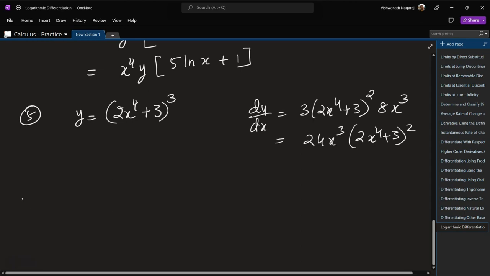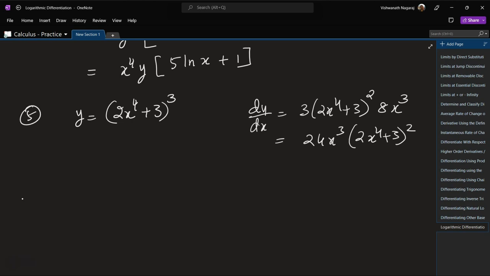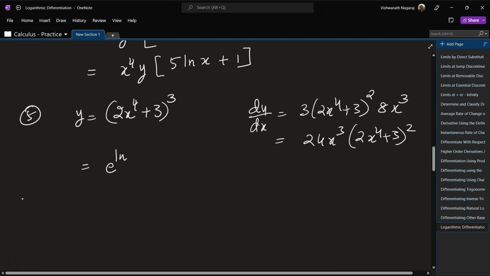But remember, this is the simplest one. As it becomes more and more complicated, the logarithmic method simplifies the whole thing. Now here, again, we follow the same method. y = e^(ln (2x^4 + 3)^3), which can be written as e^(3 ln(2x^4 + 3)).